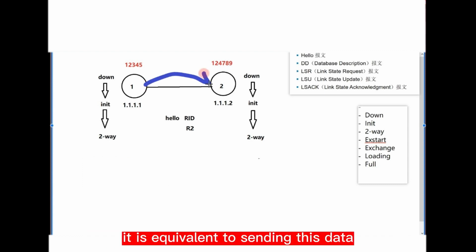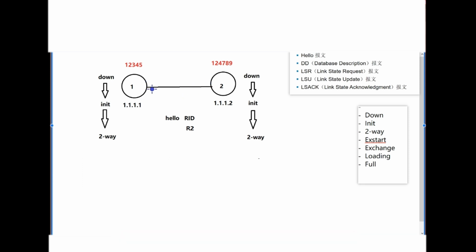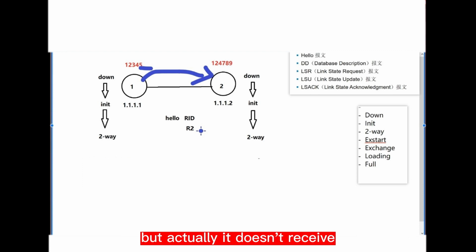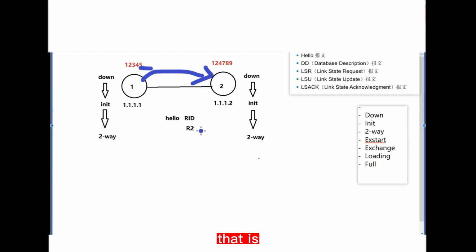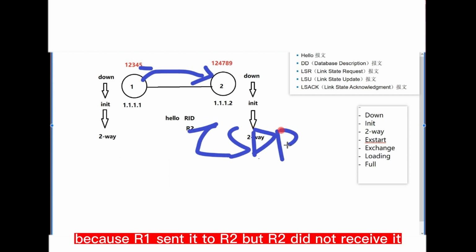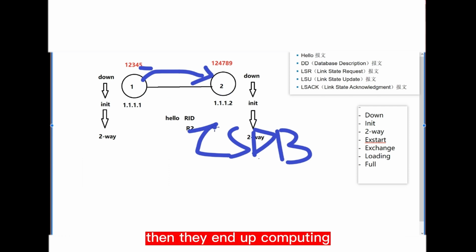It is equivalent to sending this data. The peer may not be able to receive, you may not be able to collect. So if R1 sends data to R2, it thinks that R2 has received this data, but actually it doesn't receive. The resulting databases are different, that is, their LSDBs are different, because R1 sent it to R2 but R2 did not receive it. Then they end up computing the information incorrectly.